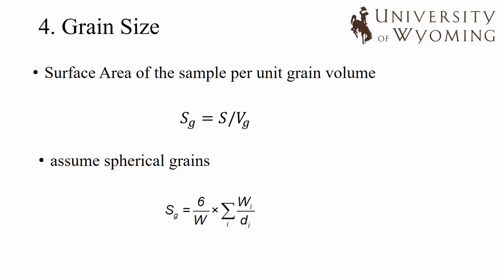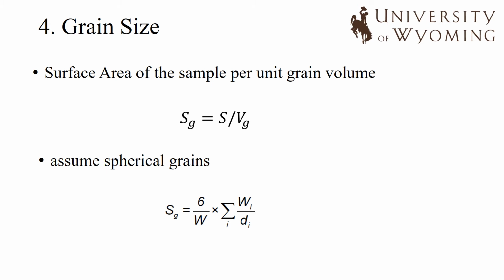In the end, you can get the surface area of your sample by dividing the sorting coefficient by the volume of the grains. And the volume of the grains can be easily estimated using the density of your rock. So for sandstones, we know that the density is 2.65, for instance. And if you measure the mass of your sample and you have the density, you can get the volume of the grains. And from this equation, you can get the surface area of your sample.